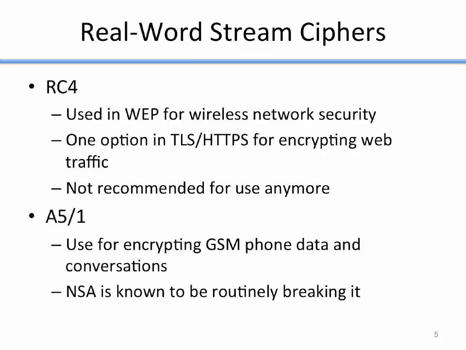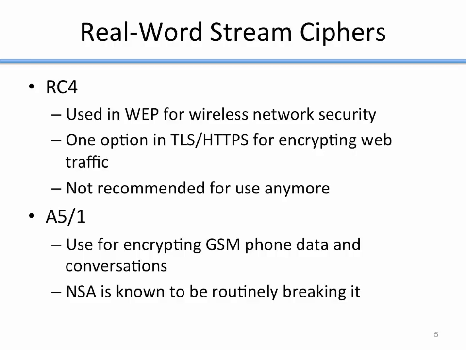The other really commonly used stream cipher is A5/1. There's also A5/2, the number incrementing depending on the revision. But A5/1 is used for encrypting GSM phone data and conversations. So, you have your phone, you make a phone call or you send a text message. Well, that information is sent wirelessly from your phone to the base station. How do you make sure that no one with a random antenna is listening to your phone conversations? Well, you encrypt them first, and A5/1 is the cipher used to encrypt that.